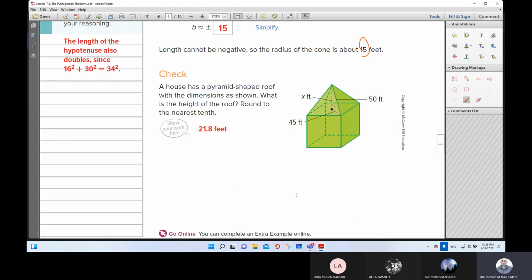In this example also, we have here a right triangle, and we want to find the missing value. We know A and we know C. So start from the Pythagorean theorem, we can write A squared plus B squared equals C squared. A squared means 45 squared, plus B, the missing value, represented by x squared, equals C squared, which means 50 squared.